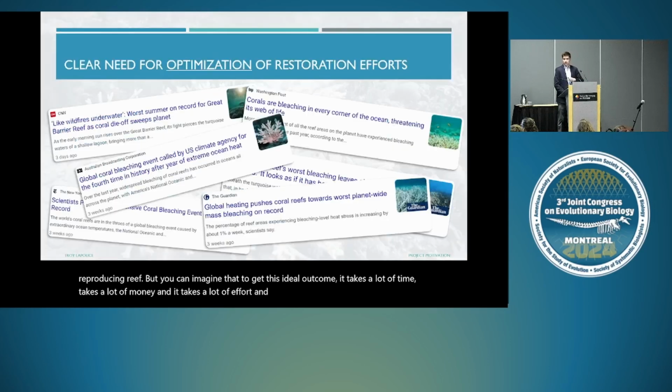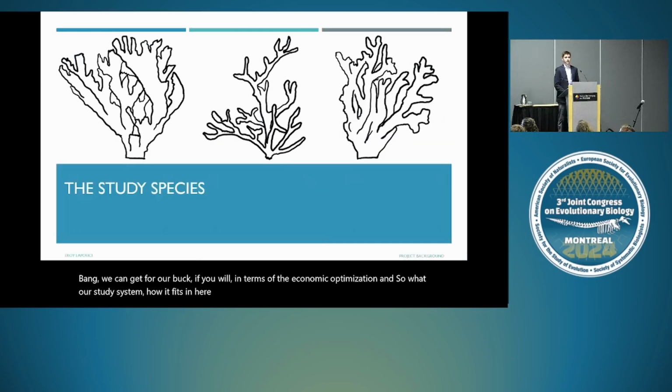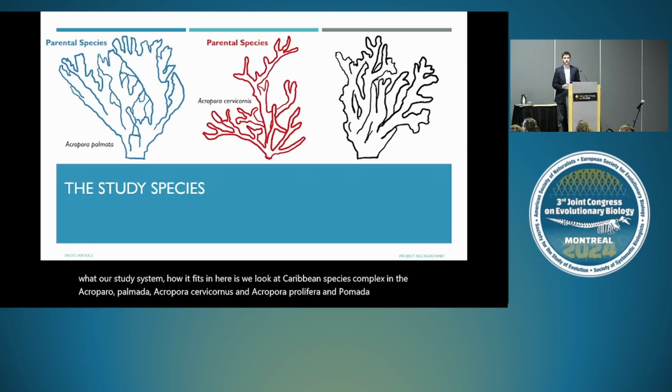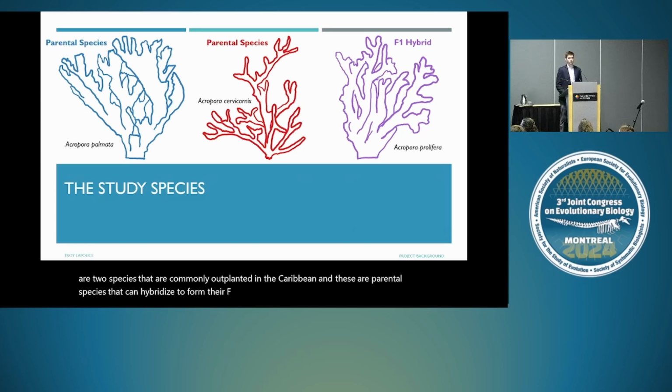And so with the populations massively dying out, there's a clear need for optimization of our restoration efforts, both from a biological perspective and maximizing the amount of bang we can get for our buck, if you will, in terms of economic optimization. And so how our study system fits in here is we look at a Caribbean species complex in the acroporids: Acropora palmata, Acropora cervicornis, and Acropora prolifera. Palmata and cervicornis are two species that are commonly outplanted in the Caribbean, and these are parental species that can hybridize to form their F1 hybrid, Acropora prolifera.